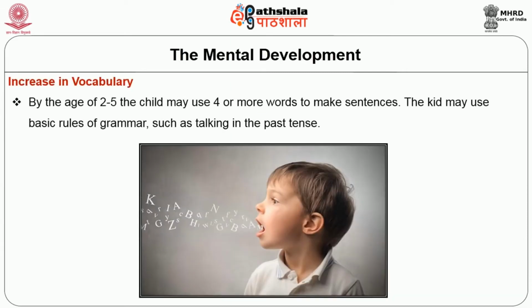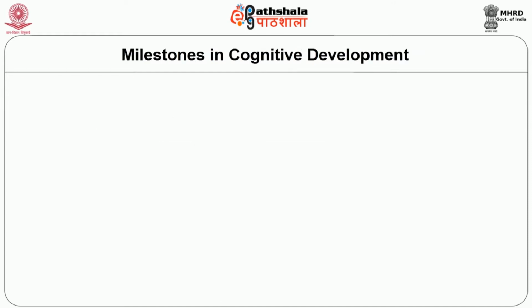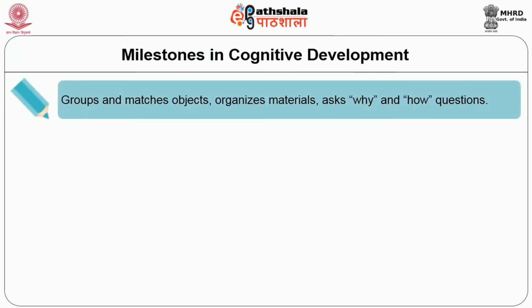An increase in vocabulary, how is it? By the age of 2 to 5, in the preschool age, the child may use 4 or more words to make sentences. The kids may use basic rules of grammar, such as talking in the past, and they start using grammar. There are some development milestones in preschool children.